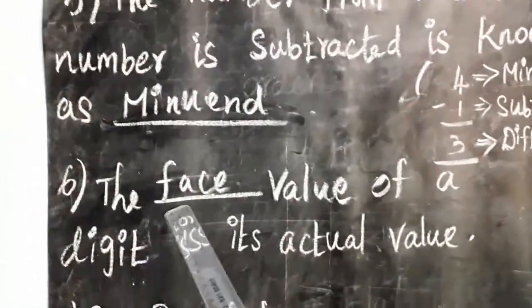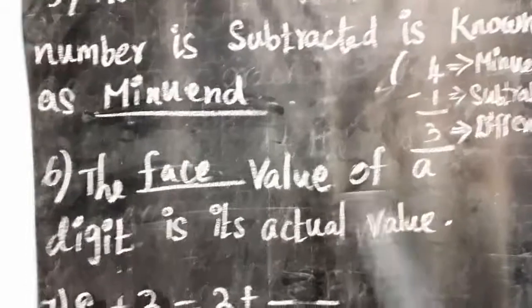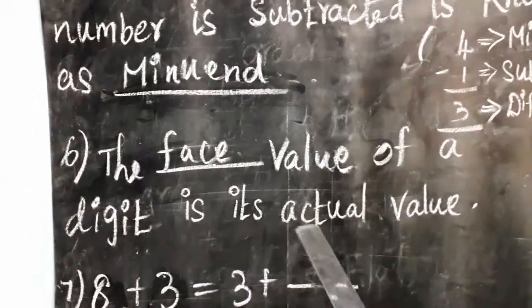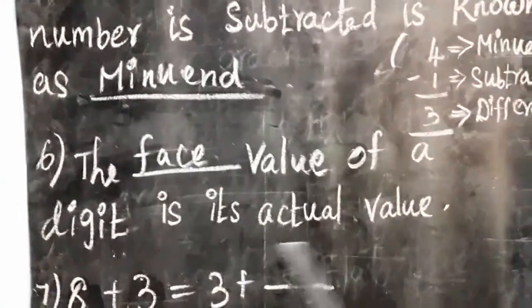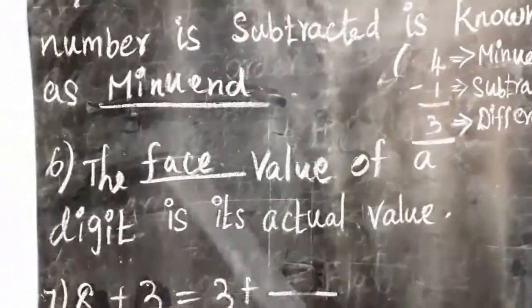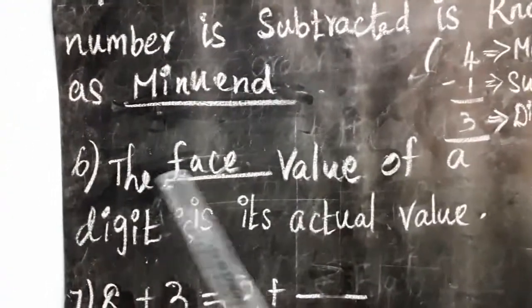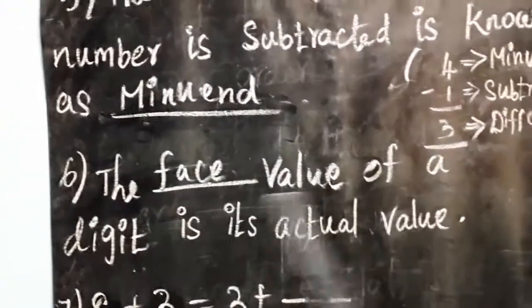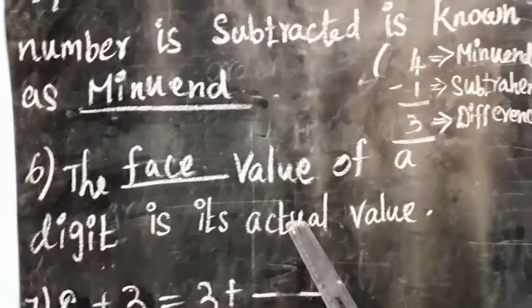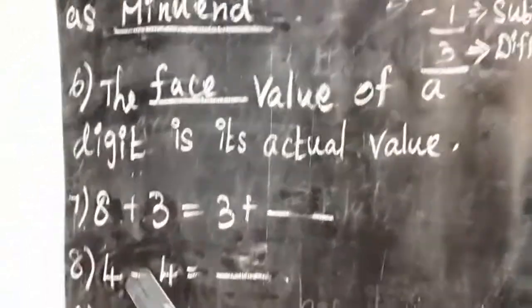Sixth one, the dash value of a digit is its actual value. Yes, it is the actual value, face value. So the answer is face. The face value of a digit is its actual value.